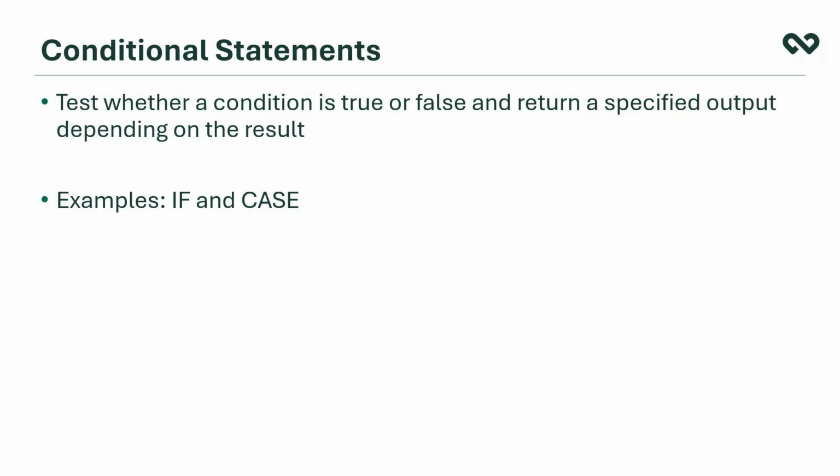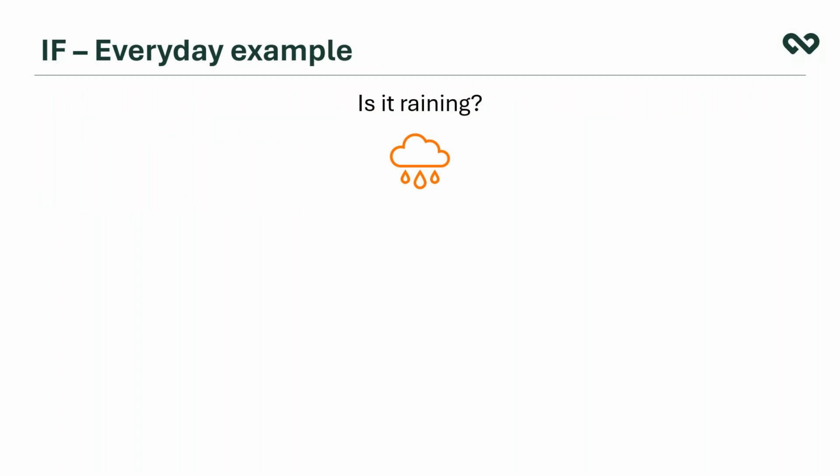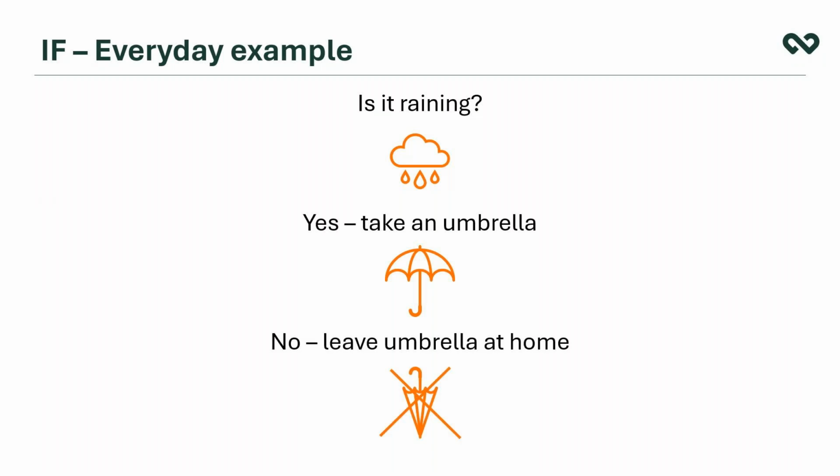Now, you may not realize it, but we actually use conditional statements every day from the moment we wake up. One example of a simple everyday if statement is: is it raining? If it is, then you're going to take an umbrella. If it's not raining, then you won't take one. I know it seems fairly obvious. Yes, I know that we do also add additional statements in our day-to-day life, but this gives you an idea.